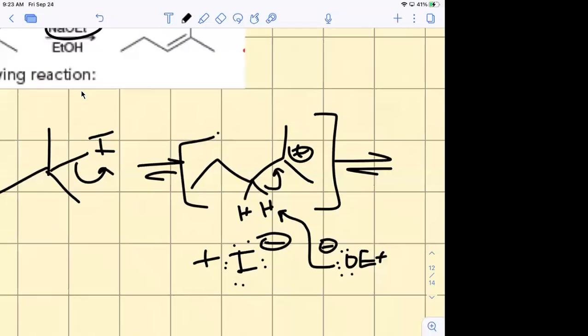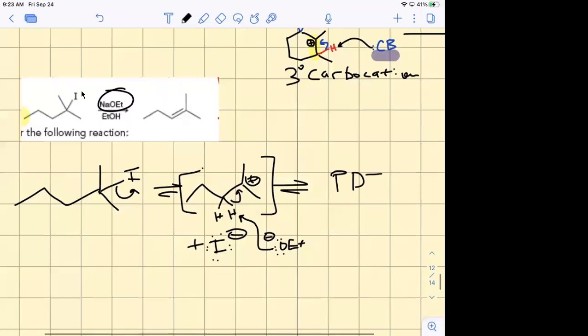Right, to give you your product. I'm just going to write it. Right, but it's still an E1 because the product, solvent, and the tertiary substrate give it away that it's an E1. And you see the elimination product, right? Anytime you make a multiple bond in the product, whether it's a double or triple bond, that's always going to be the result of some type of elimination.